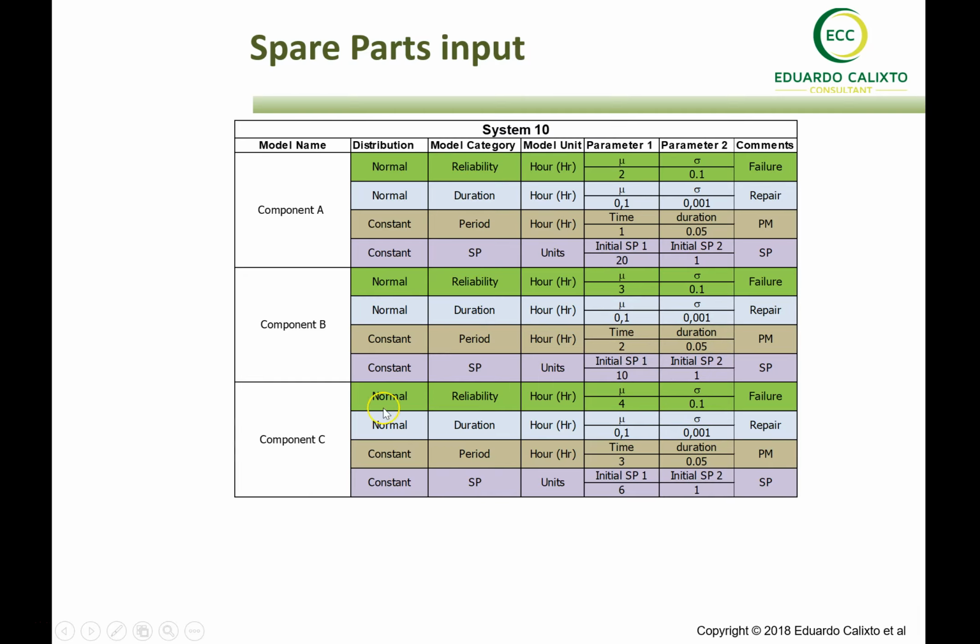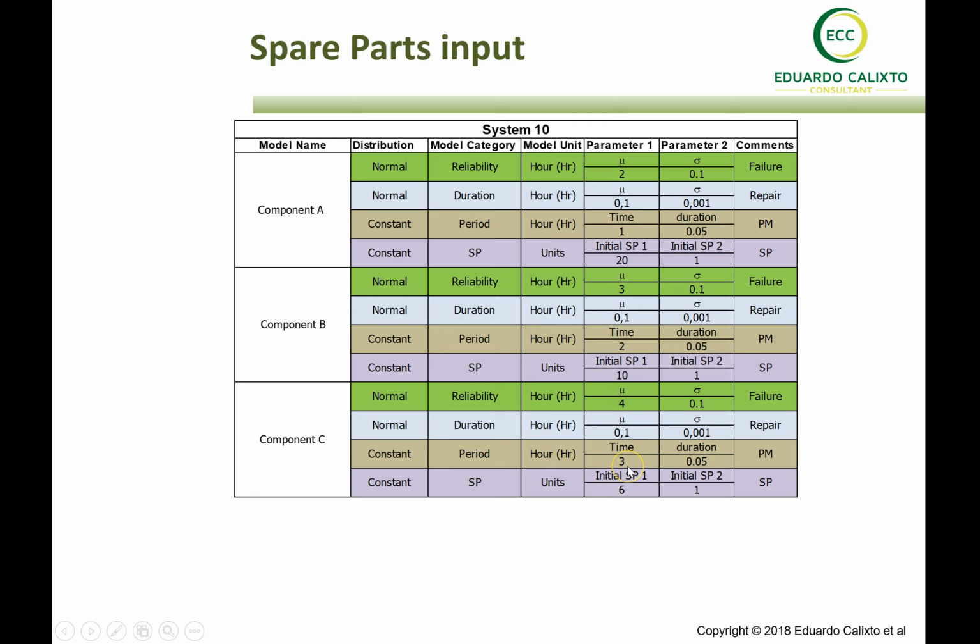And for component C, again we have the reliability PDF, a normal PDF with these parameter values here, 4 and 0.1 for mean and standard deviation. For the duration of corrective maintenance, we have around 0.1 and 0.001 mean and standard deviation.